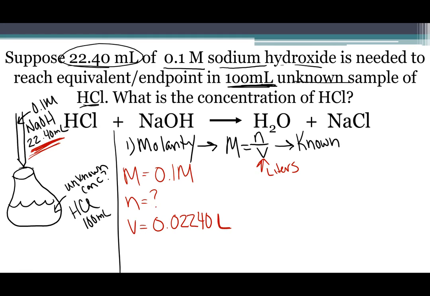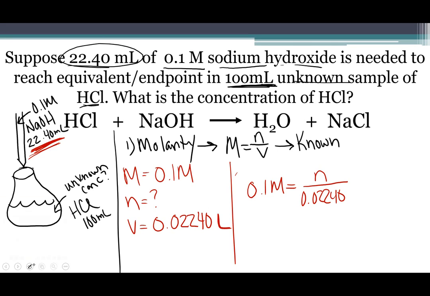All right, so we've got molarity, we've got volume. We must be solving for moles, okay? So let's plug and chug. 0.1 molar equals number of moles and our volume on the bottom. Right, to solve for moles, we're going to get N by itself. So I'm going to multiply by 0.0224 liters. Whatever I do to the right side, I also have to do to the left side.